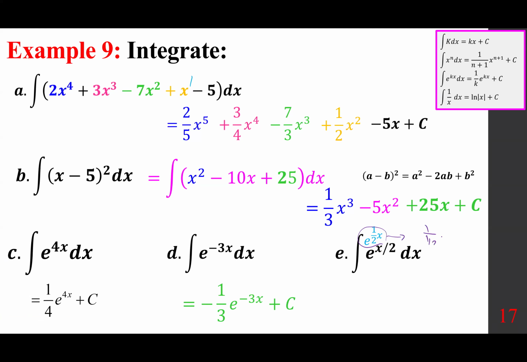1 over 1/2, e to the power of 1/2 x plus a constant. Now 1 over 1/2 is 2. Again, the reason I did that, I just want to make sure that you don't have to change this to 1/2 x if you see the coefficient is 1/2.